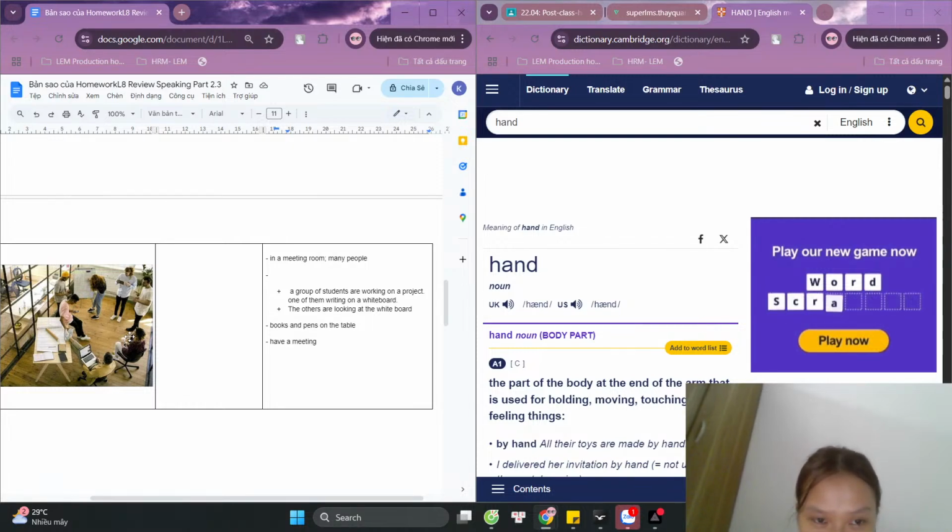This is a picture of a meeting room. In the foreground, a group of students are working on a project. One of them is writing on a whiteboard. The others are looking at the whiteboard. In the background, books and pens are on the tables. Maybe they are having a meeting.